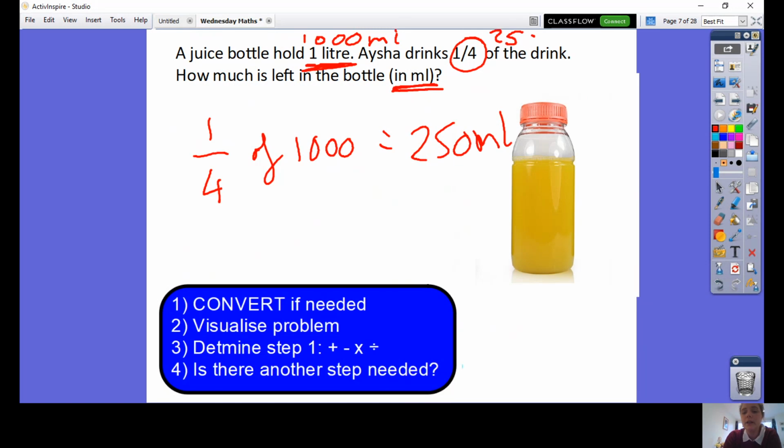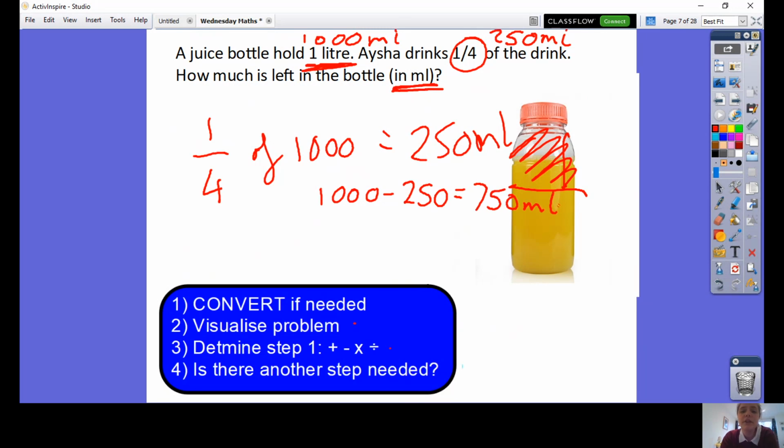Right, now I've converted all of my answers into millilitres, I can visualise the problem and decide what needs to happen. Here's a bottle of juice. She's going to drink a quarter of it. That means it's going to go away. So I'm doing a subtraction. 1,000, take away 250. I already know that from my known facts will be 750 millilitres. 750 millilitres of juice left.